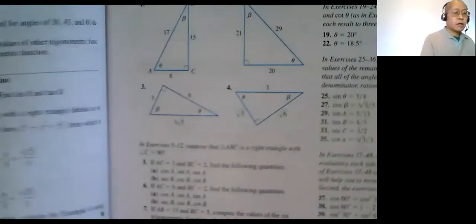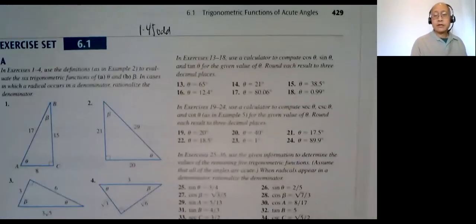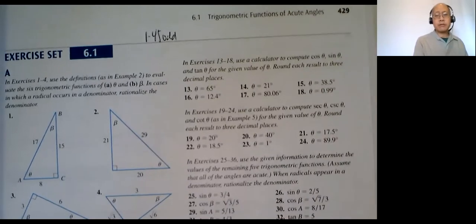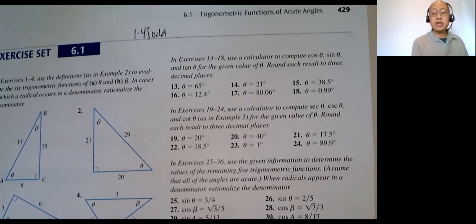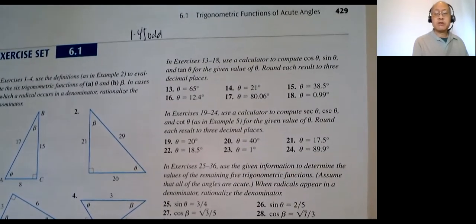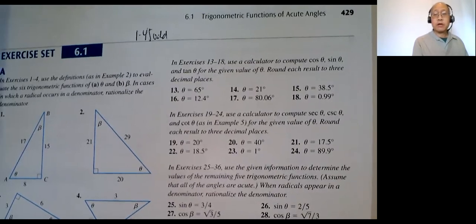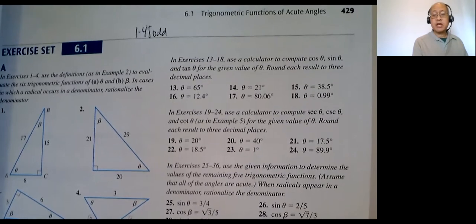All right, so that's that one. Okay, the next few problems just get you used to your calculator. So if you have a calculator, try these out. If you don't have your calculator right now, just take notes, but make sure you can do it on your own calculator. Use a calculator to compute cosine, sine, and tangent to 3 decimal places. Any of these would work, so how about I do 17, 80.06 degrees.